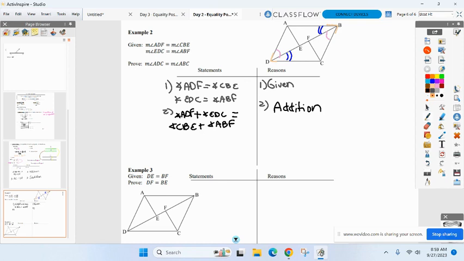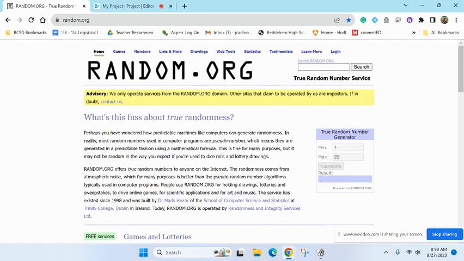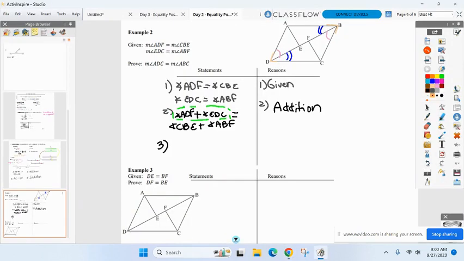That's not my proof statement, so I'm not done. So in step 3, give me another name for ADF plus EDC. If I take angle ADF and add it to EDC, give me another name for that angle. What do you got here, Stone? ADF plus EDC. What can I put in its place now? ADC. ADC, great work.